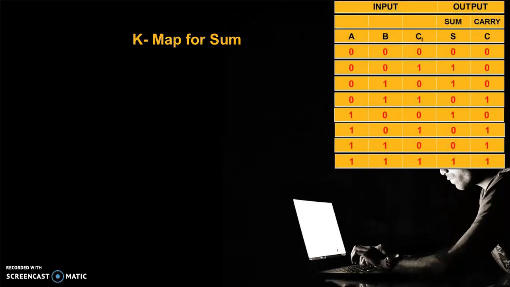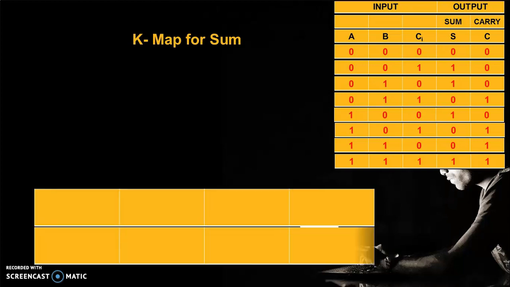We have our truth table for ready reference. We have a total of 8 cells. We have taken the A B variables on the horizontal plane and we write the numbers 0 0, 0 1, 1 0 and 1 1. On the vertical plane, we take the variable Ci and we write the numbers 0 and 1.